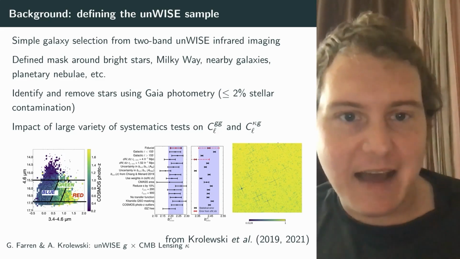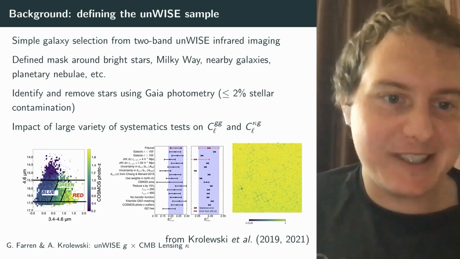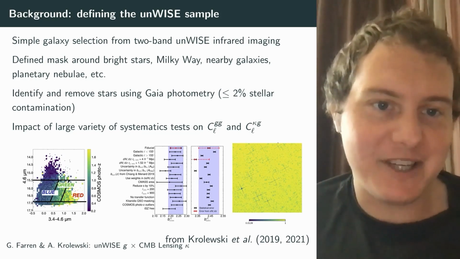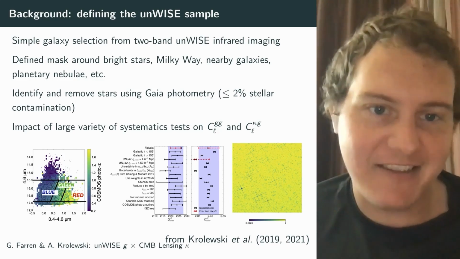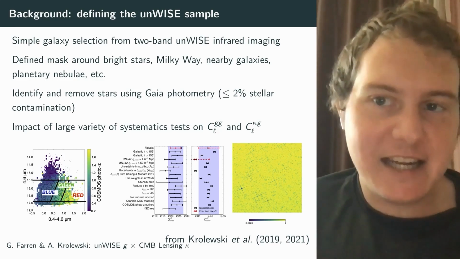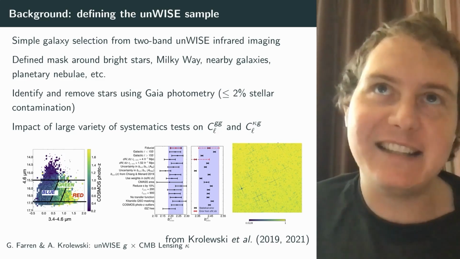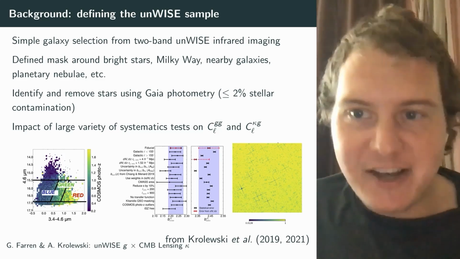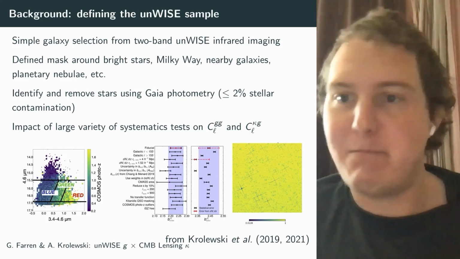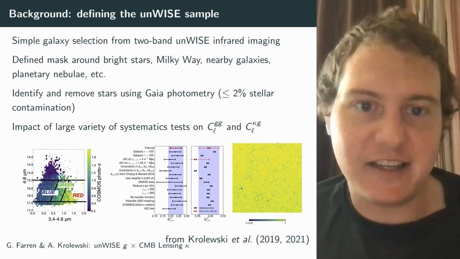Another important step is to make sure that we remove stars from our sample. Since we're selecting sources from the WISE imaging, which has quite a large PSF compared to optical imaging, we need to make sure that we can remove stars. So at the resolution of WISE, a star and a redshift half galaxy both look like point sources. So we need some external set of data to do this.